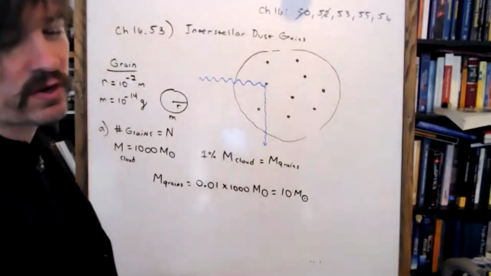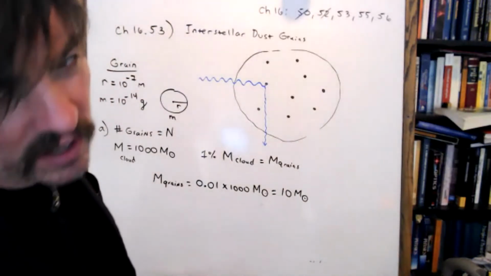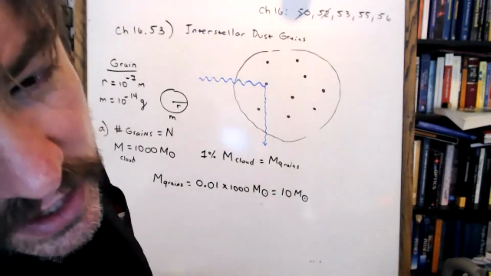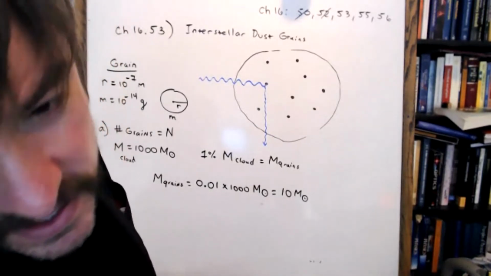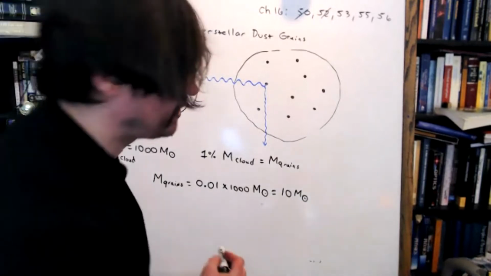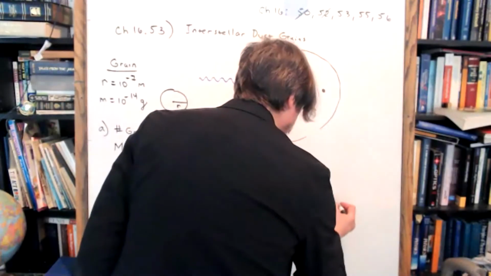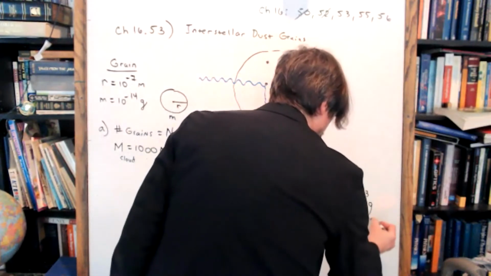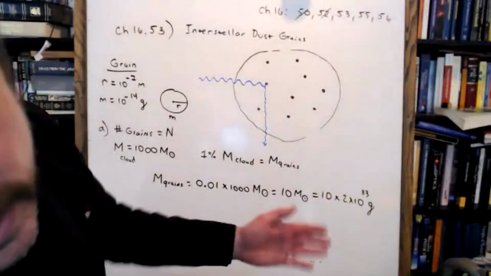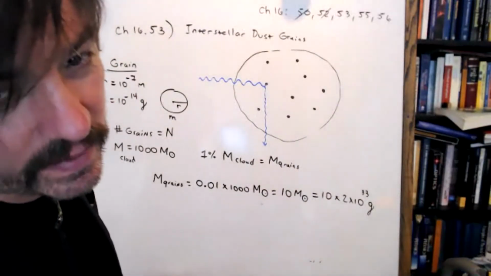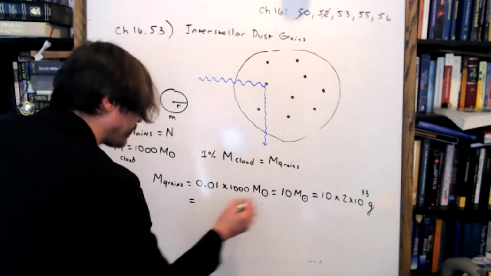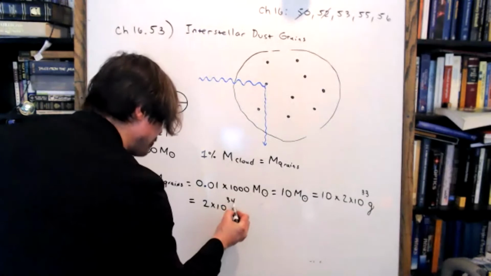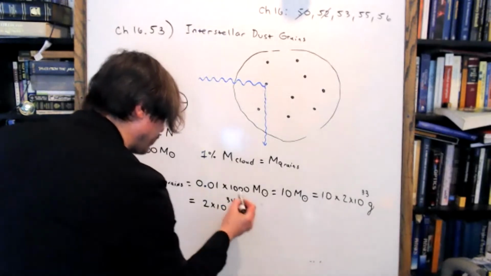Okay, I'm going to do us a quick favor to speed this problem up because it's kind of long. The mass of the sun is 2 times 10 to the 33 grams. I'm basically converting it into grams for you just to save a little bit of time. So let's do 10 times. If the mass of the sun is 2 times 10 to the 30 kilograms, it's 2 times 10 to the 33 grams. And that means the mass of all the grains is 10 times that, 2 times 10 to the 34 grams.